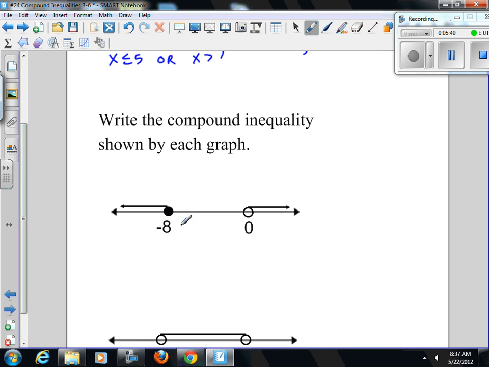This one, write the compound inequalities shown by each graph. Well, they're going in opposite directions, so I know I'm going to have an or in between them. So the first one is x is less than or equal to -8. I use a line underneath the arrow because it's a closed dot. The next one, it's an open dot, so I'm going to have x, and it goes to the right, so it's going to be greater than 0.